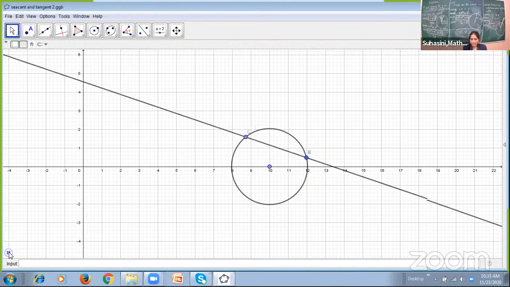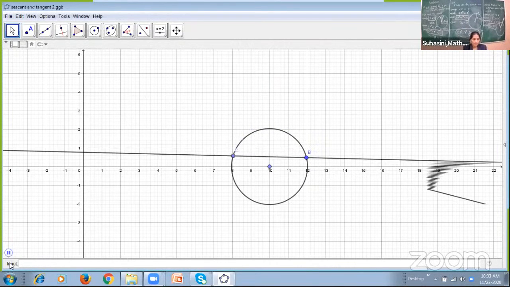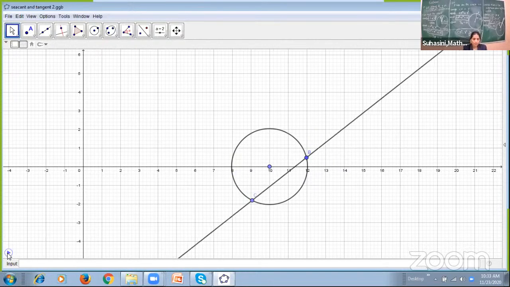Now this is secant. In this position, if I stop the animation, it's a secant. B and C are 2 points on the circumference of the circle. Then what is the line BC for the circle? It's a secant. When C is approaching B through the circumference of the circle, not outside or inside, C is moving on the circumference of the circle and is approaching B.